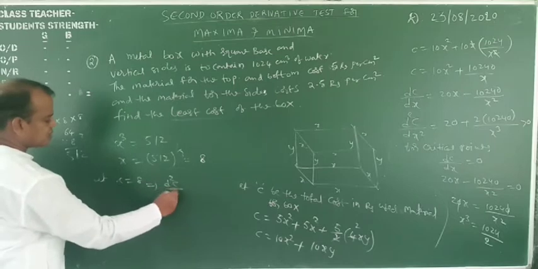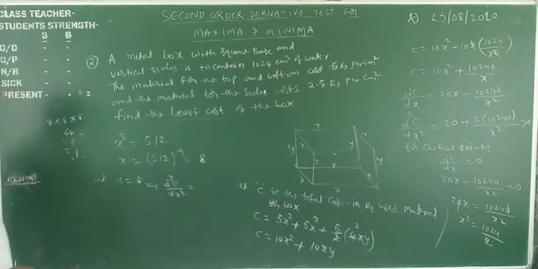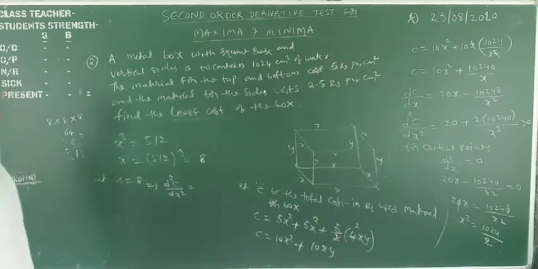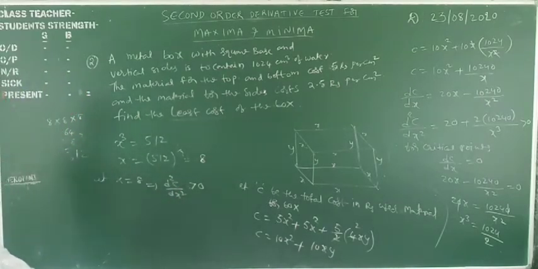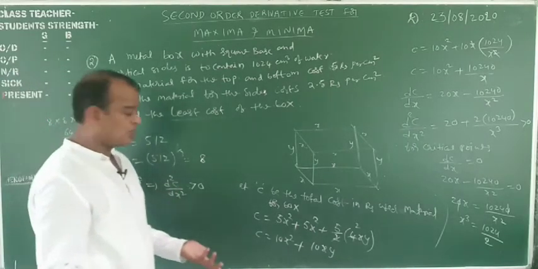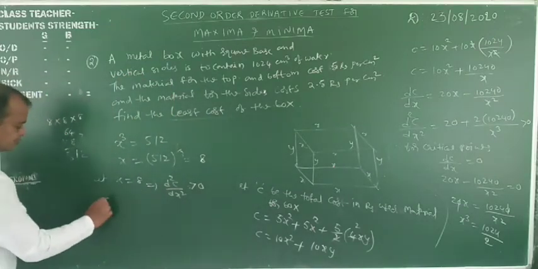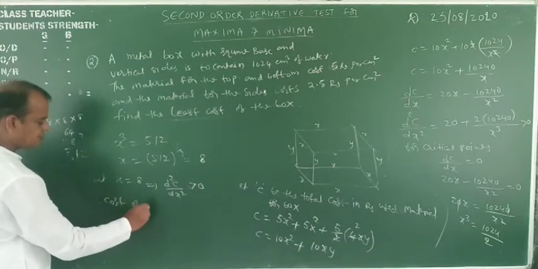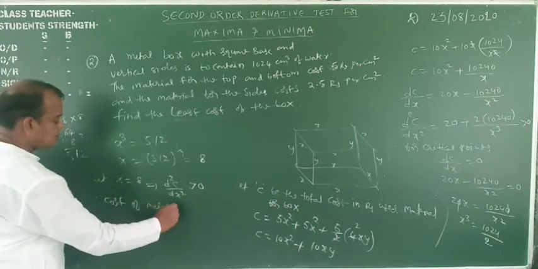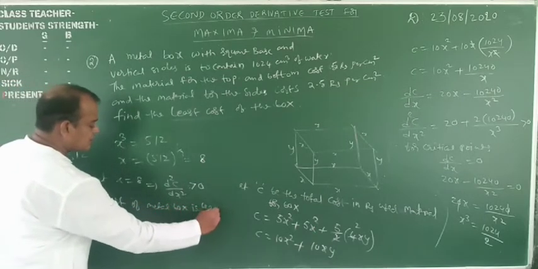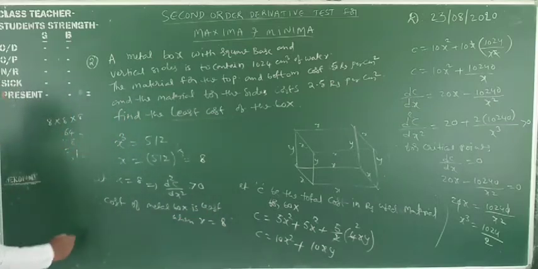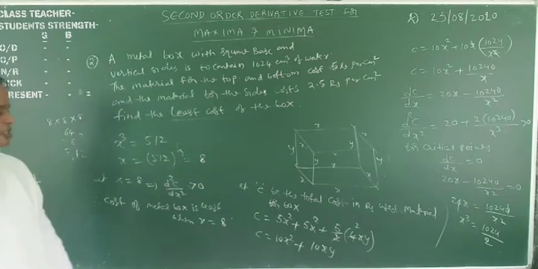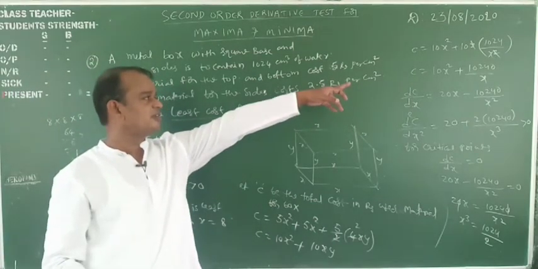The d square c by dx square, 100%, is positive. Don't write the value; we cannot find the value. Now we want the total cost. Therefore, the cost of the metal box is least when x is equal to 8. Whenever x is equal to 8, we find the value of y or substitute directly in that place. C is equal to 10x square plus 10,240 by x.